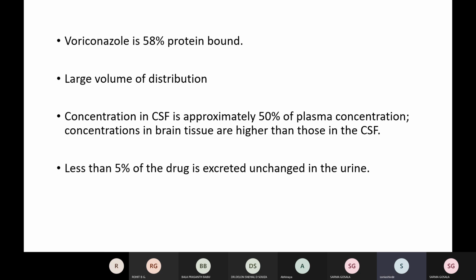Voriconazole is 58% protein bound and it has a large volume of distribution. It will be rapidly taken up into the body tissues once it is in the plasma. The CSF concentration is approximately 50% of the plasma concentration. But as it has a large volume of distribution and is rapidly taken up by the tissues, the concentration in the brain tissue will be higher than that in the CSF. Less than 5% of the drug is excreted unchanged in the urine. The majority of the drug is metabolized in the liver.